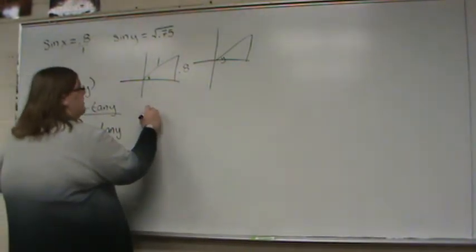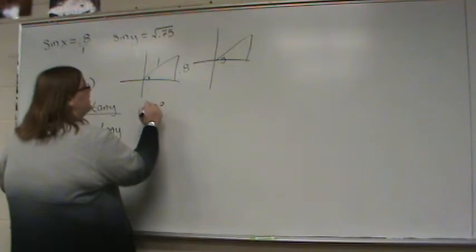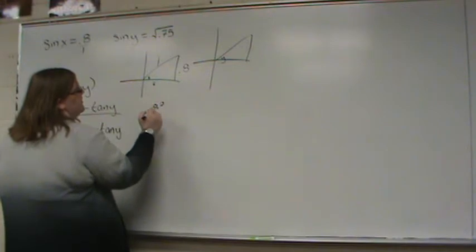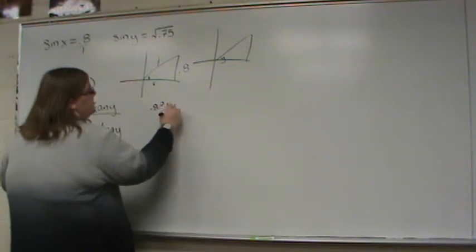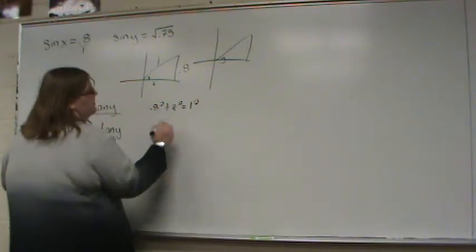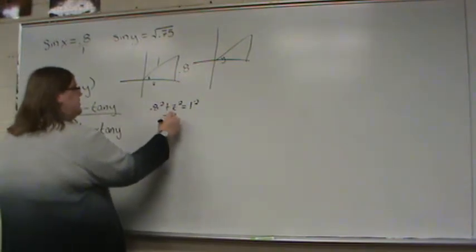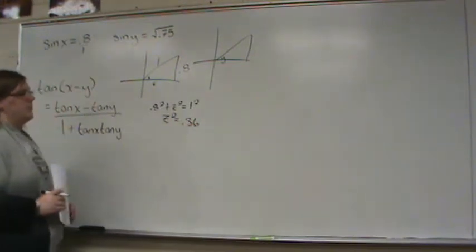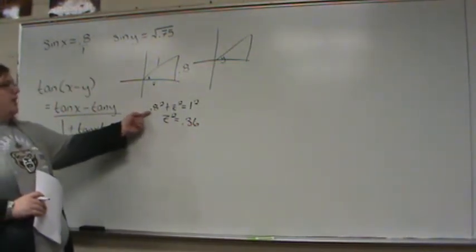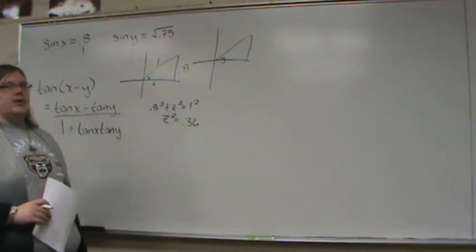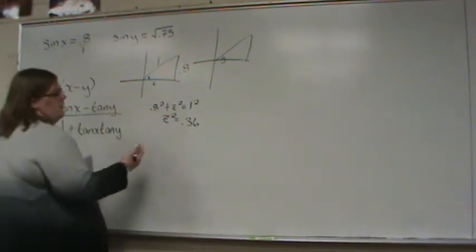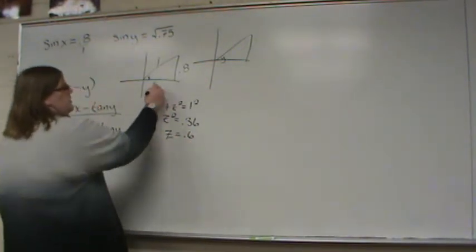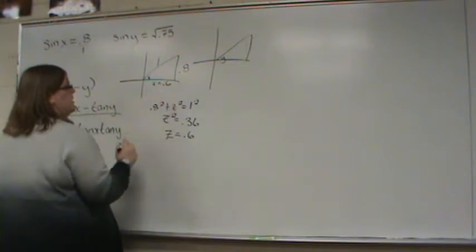So again, we're going to use the Pythagorean theorem. We're going to have 0.8 squared. We'll call this z for right now, just so we don't confuse it with our angle x. So plus z squared equals 1 squared. So you end up with z squared equals 0.36. Because you're going to get 0.64 for that 0.8 squared, 1 minus 0.64. Then you're going to square root it, so you're going to get z equals 0.6. So our z here is going to equal 0.6.